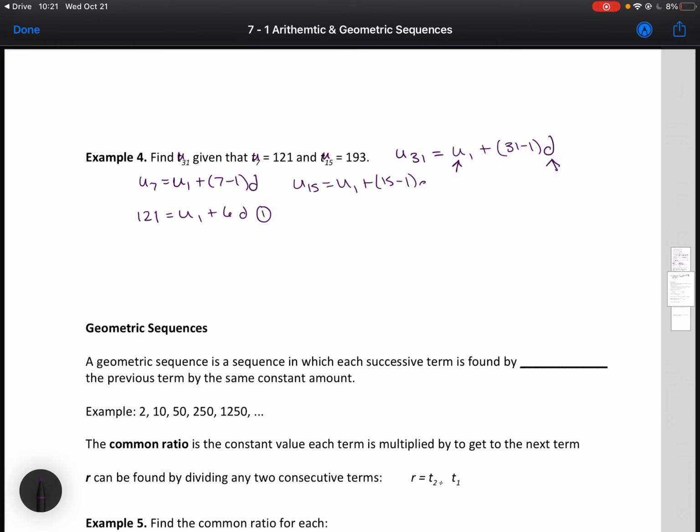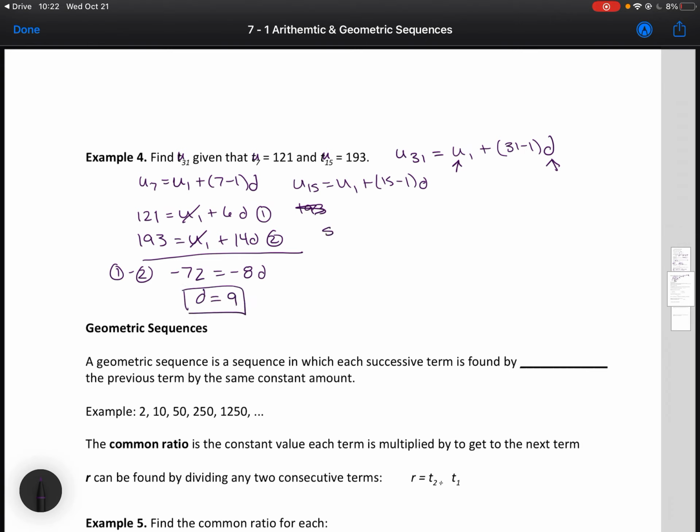So almost the same, just with a different left side value. And I'm actually going to write it under here. So I've got 193 equals U1 plus 14d. This is my second equation. And then what I'm going to do is subtract them. If you think back to solving linear systems, what that's going to do is give me minus 72 equals minus 8d, which tells me that d is going to be equal to 9.